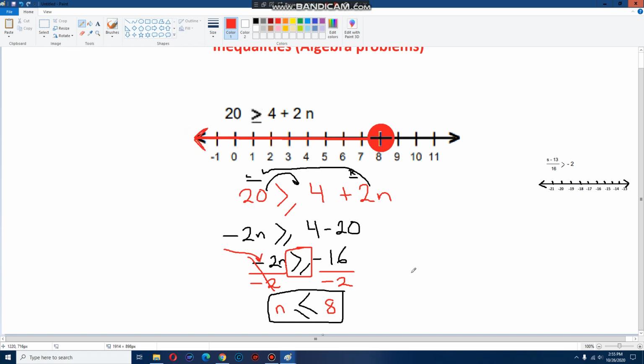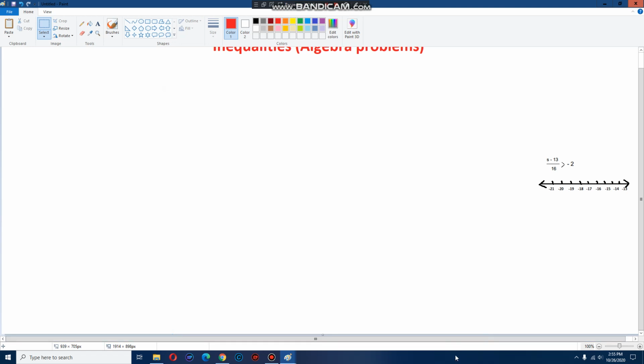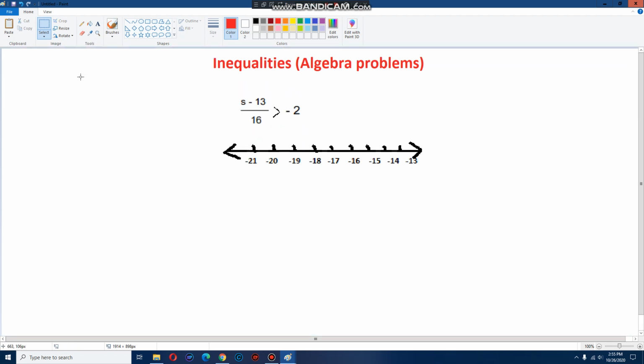So as you can see, it's simple, following the simple techniques again and again and again, just with a couple of rules to remember. And finally, let's try this one. This looks a little complicated, but trust me, it's not. s minus 13 over 16 is greater than -2.